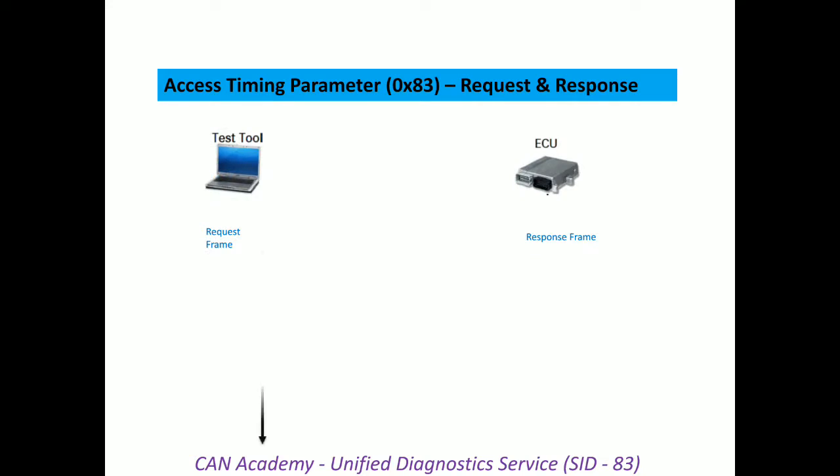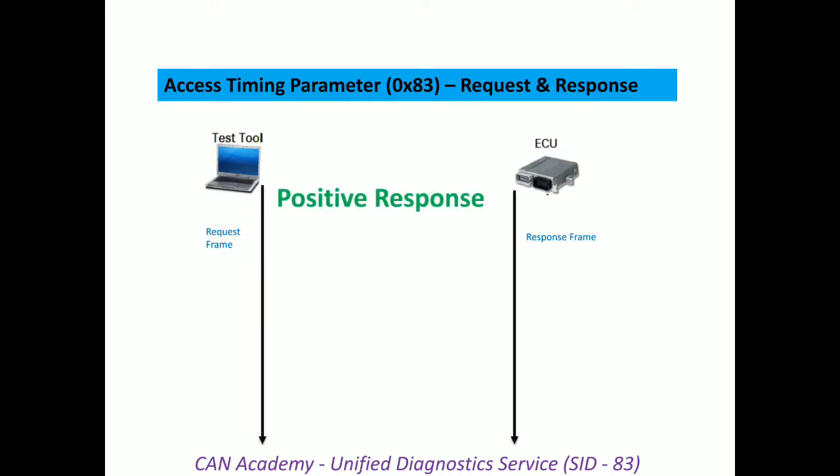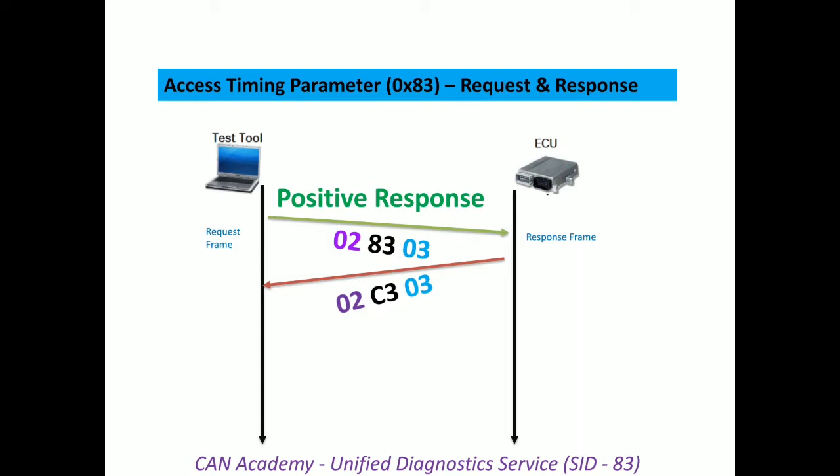So this is the request frame and this is the response frame. Here we are going to see the positive response. The tester sends a request. Here 02 is the PCI, 83 is the service ID, and 03 is the subfunction. And this is the response. The response would be 02. Since it is a positive response, 40 is added to the service ID. That is 83 plus 40 is C3, and 03 is the subfunction value.